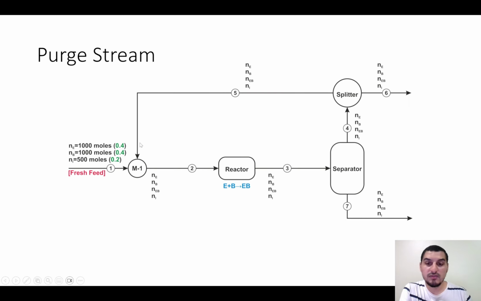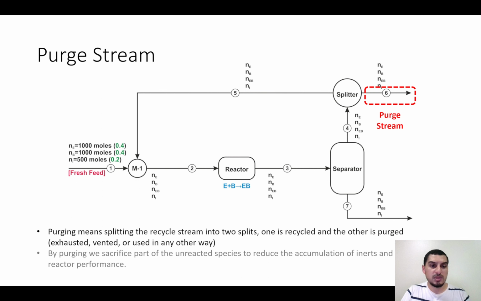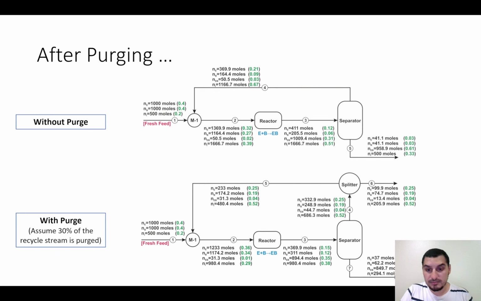So instead of having all the inerts returning back and accumulating in this loop, part of them are going to be purged in this stream, and of course we are losing some of the ethylene and benzene, but this is more economic than recycling the whole stream. So this is what we call a purge stream. We have a splitter here, and the amount split depends on the economics of the process. We can purge 10%, 20%, 30%, depending on the process economics, which would be more profitable.